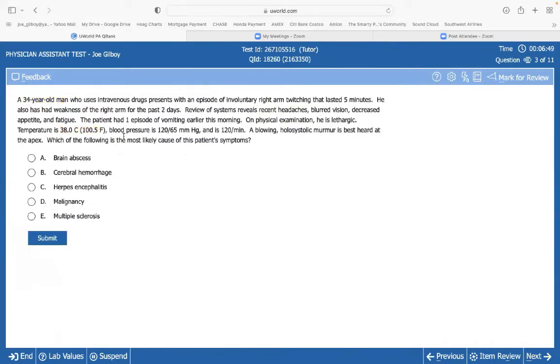Exactly. I've got a 34-year-old IV drug user, right? Presents with an episode of involuntary right arm twitching that lasted 5 minutes. You're going, okay. He also has weakness of the right arm for the past 2 days. Like, okay. Review of systems reveals recent headache, blurred vision, decreased appetite, and fatigue. So it sounds like he's pretty sick. He had 1 episode of vomiting.